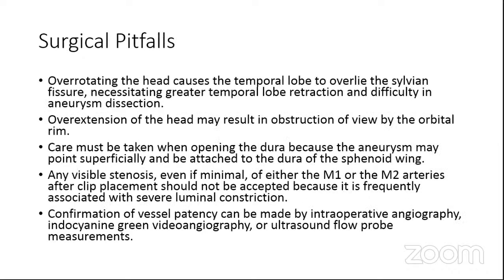So just some surgical pitfalls. Sometimes we talked about the rotation of the head being 30 degrees. Overrotation of the head causes the temporal lobe to overlie the sylvian fissure, so a greater temporal lobe retraction is required and can cause difficulty. Overextension is also not required, because it causes obstruction of view by the orbital rim.